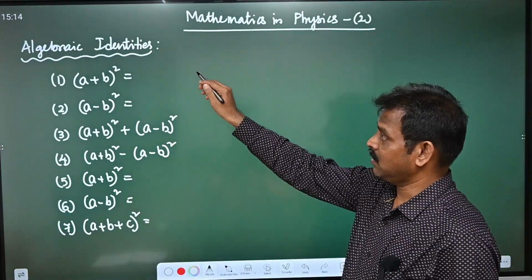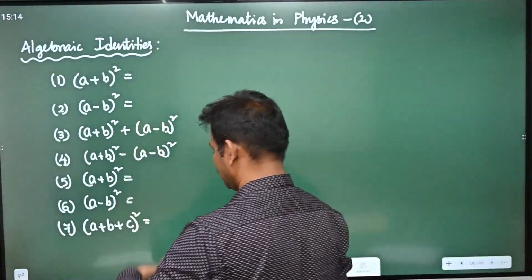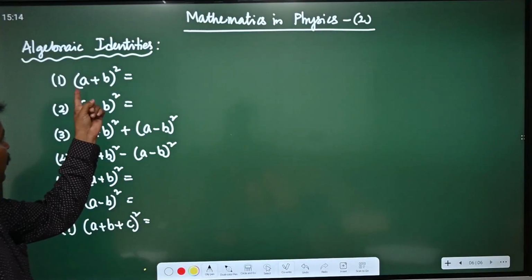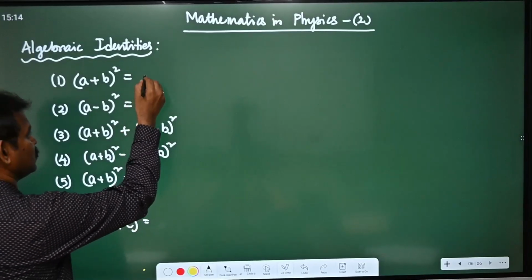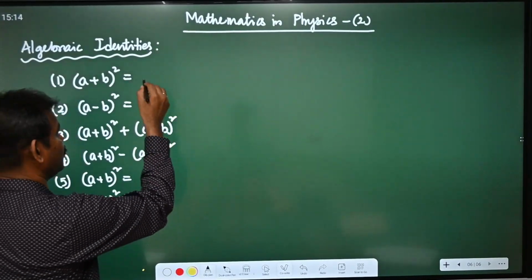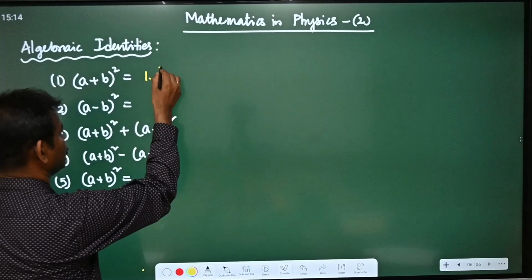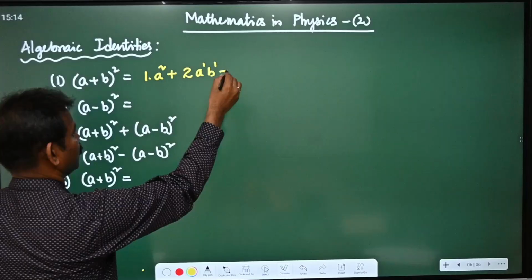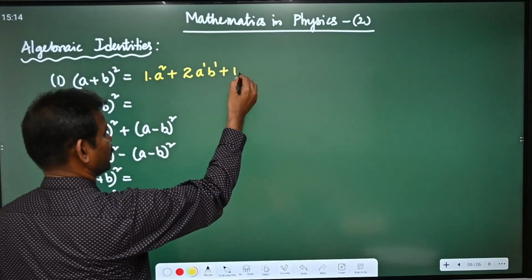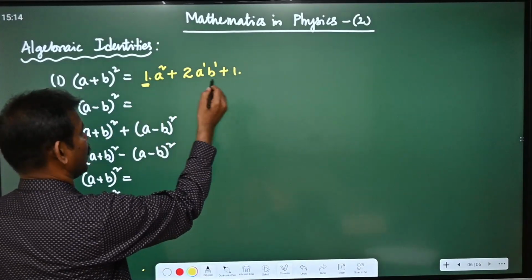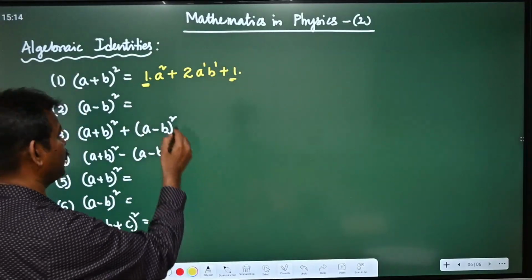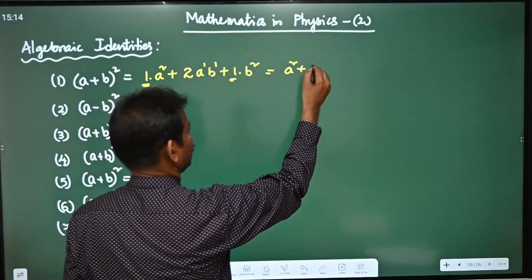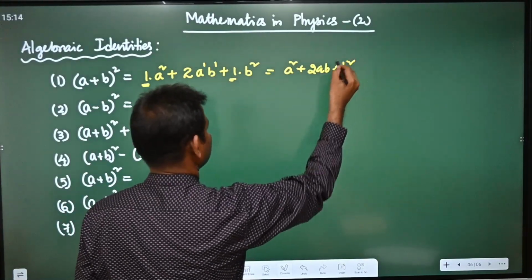The algebraic identities. We have studied this so many times in school standard. The first one, a plus b whole square is, from Pascal's triangle, the quotient is 1, a square. Next quotient will be 2, a power 1, b power 1, and the last quotient, because this is the last term. For first and last term the quotient is always equal to 1, and this will become b square. So we can write this as a square plus 2ab plus b square.